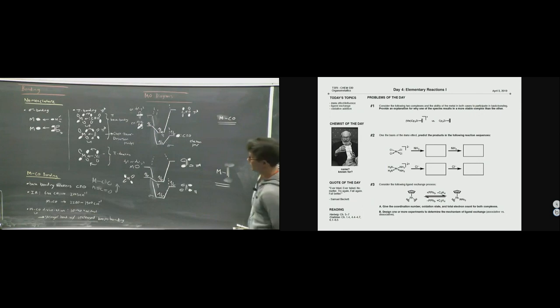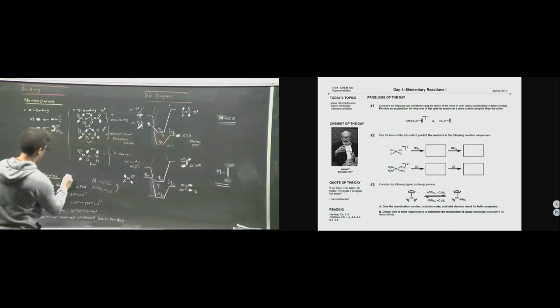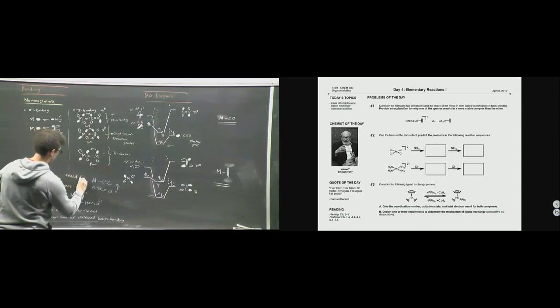And one of the important aspects of back bonding is that you need d-electrons on the metal.